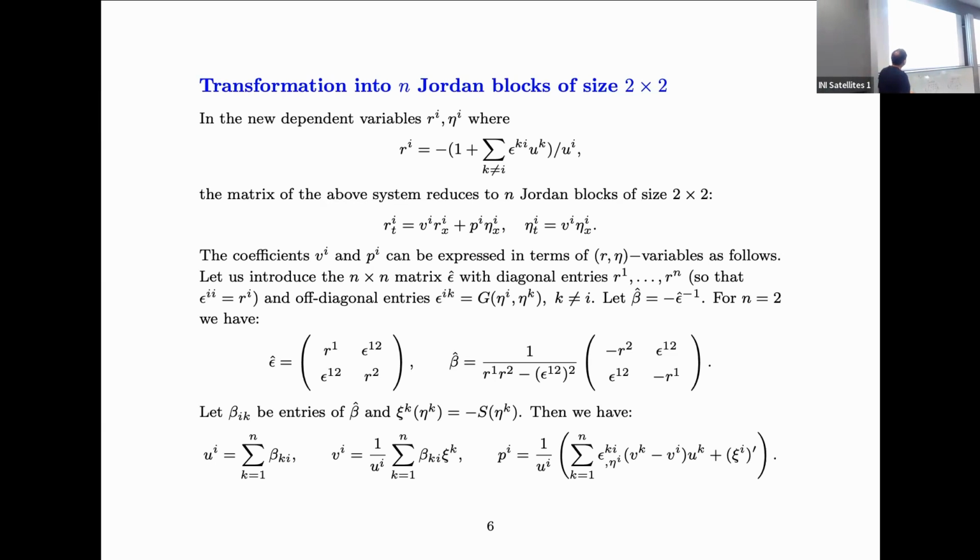I call it beta. So for the 2 by 2 case, I have this matrix epsilon and its inverse, right? And then all these variables vi's and pi's are expressed in terms of the matrix elements of this beta hat by this explicit formula, right? I'm not stopping on them. Yes, it's impossible to memorize them anyway. So there are explicit formulas for vi's and pi's in terms of r's and etas. G is always invertible. Yeah.